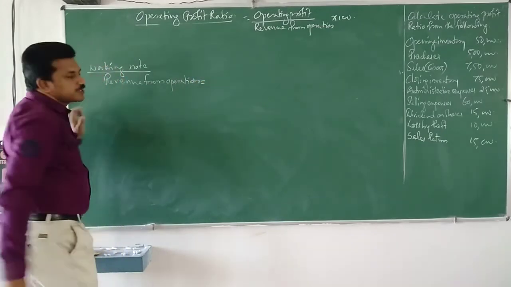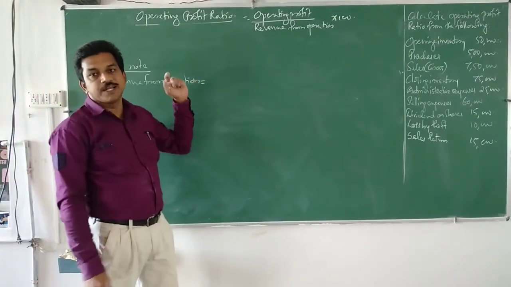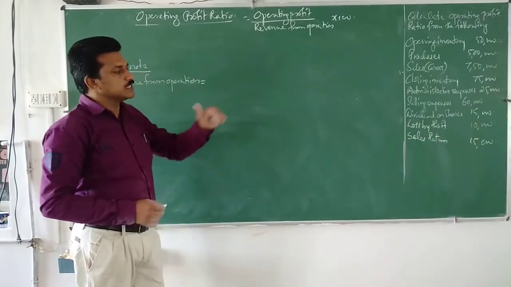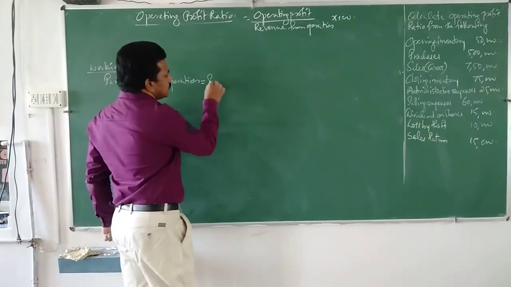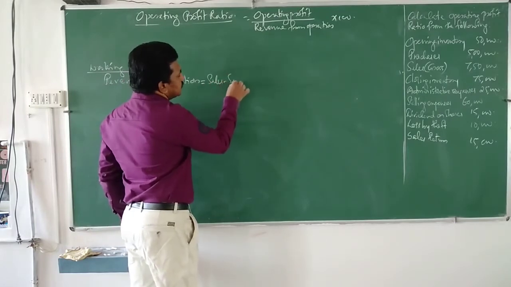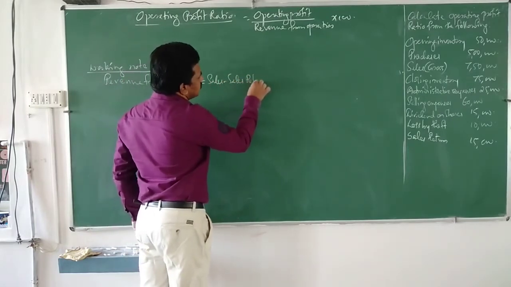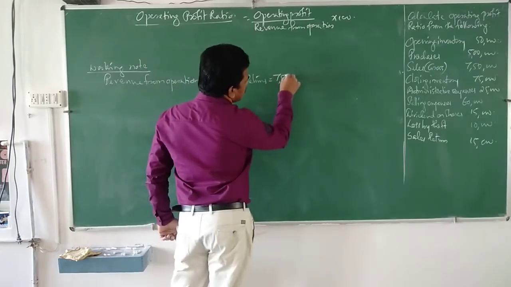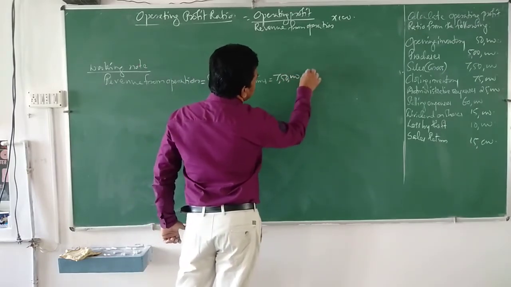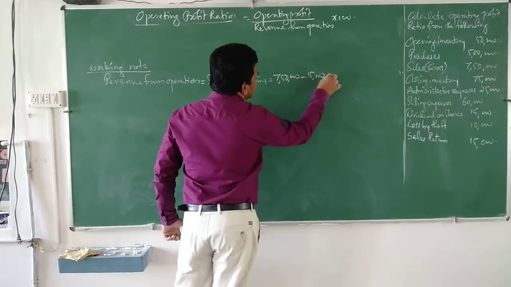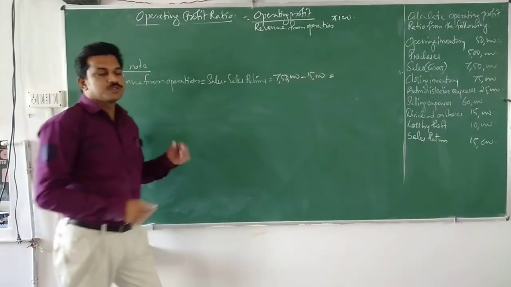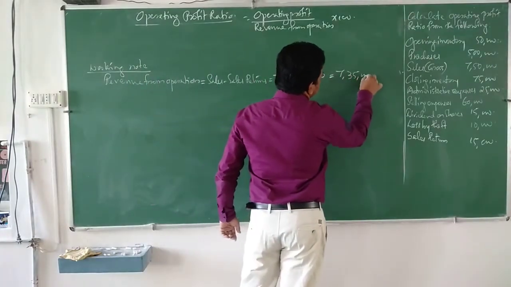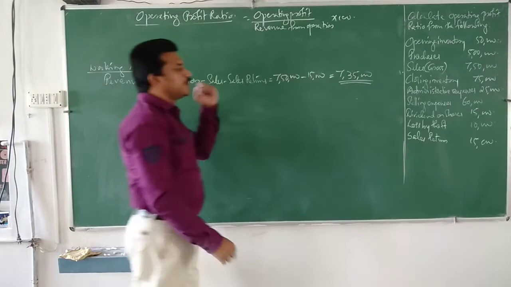Revenue from operation means sales. Sales means net sales, that is, sales minus sales returns. Sales minus sales returns is equal to 750,000 minus 15,000. Sales return is 15,000. So 735,000. This is the revenue from operation.